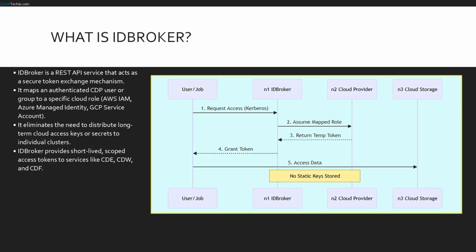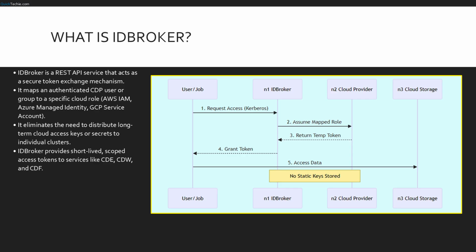It facilitates a token exchange pattern. When a user runs a workload, IDBroker verifies their CDP identity and then trades it for a temporary, short-lived token from the cloud provider. This ensures that your data access is always authenticated, authorized, and ephemeral without ever exposing root credentials. This sequence diagram illustrates the IDBroker workflow.